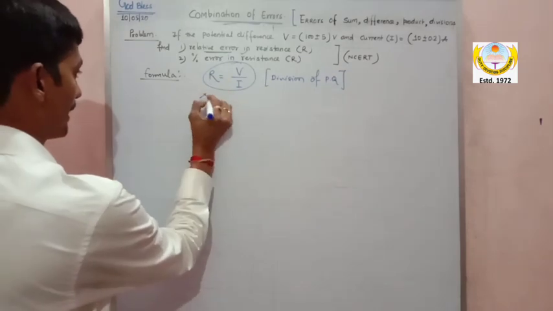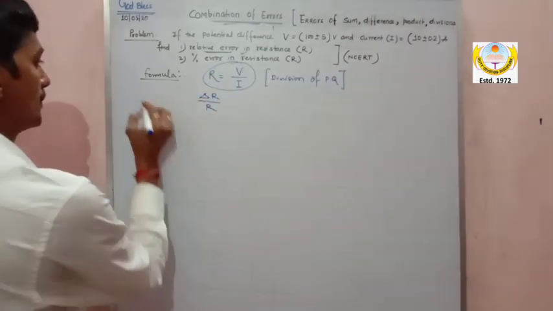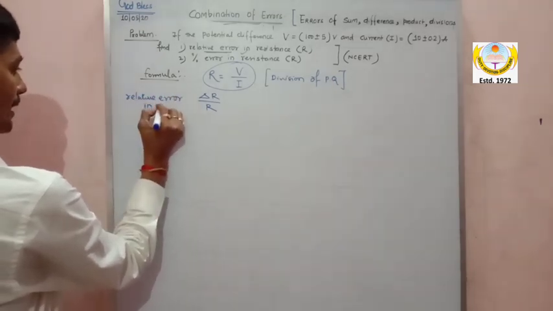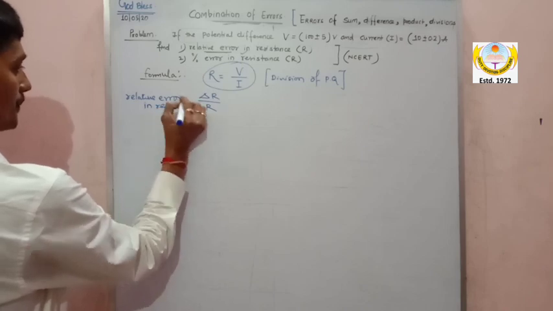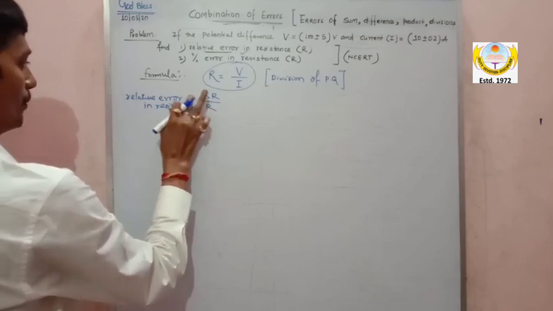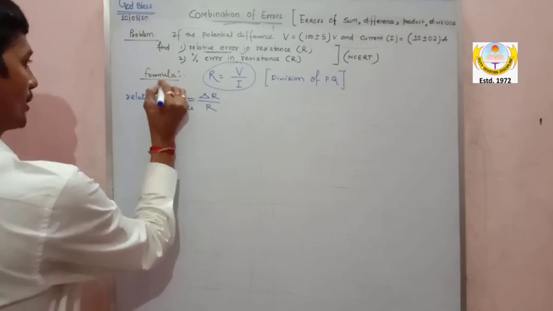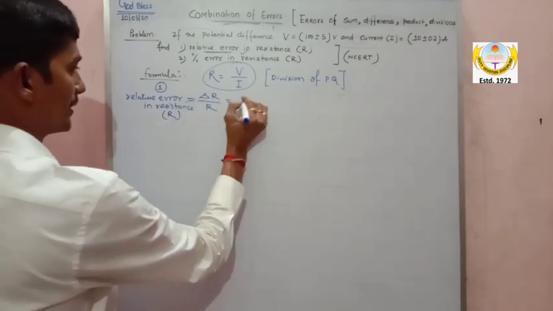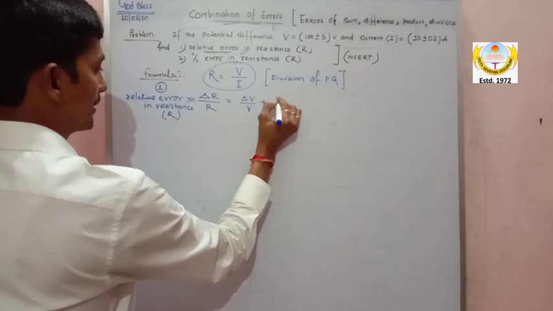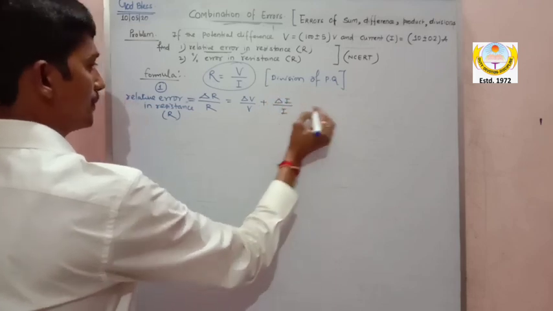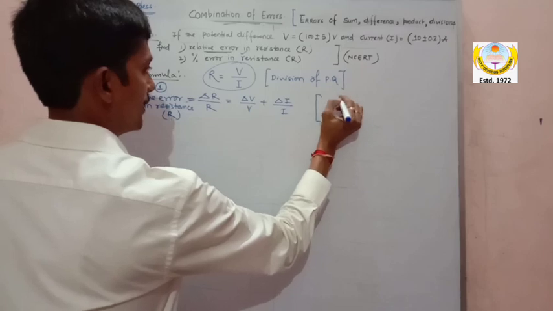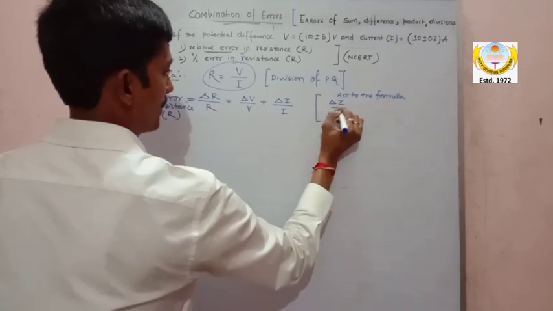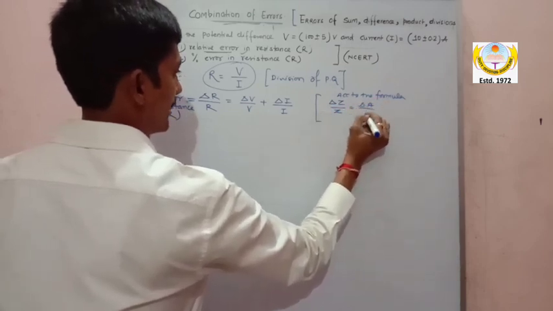So here it will be, my dear, delta R by R, that is relative error in R, in resistance. The first step, because they asked relative error: relative error in resistance R is delta R by R, and that is equal to delta V by V plus delta I by I. According to the formula we have done, delta Z by Z is equal to delta A by A plus delta B by B.